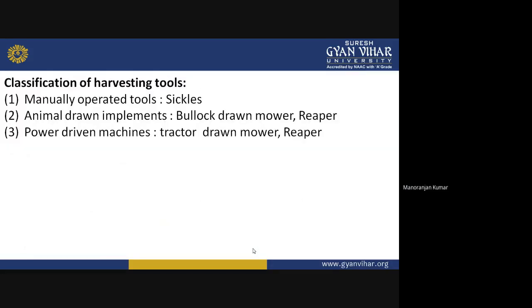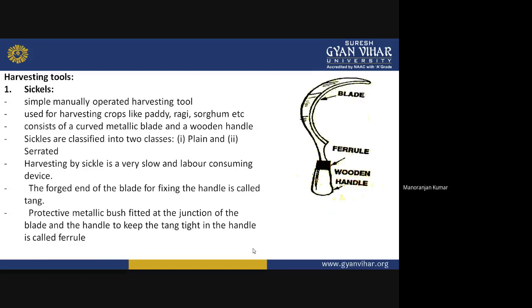Now classification of harvesting tools. First type is manually operated tools. Under this, the example is sickles. Second is animal drawn implements. Examples are bullock drawn mower and reaper. Third is power driven machines. Under this, the tractor drawn mower and reaper. Okay, so now we will see the harvesting tools.